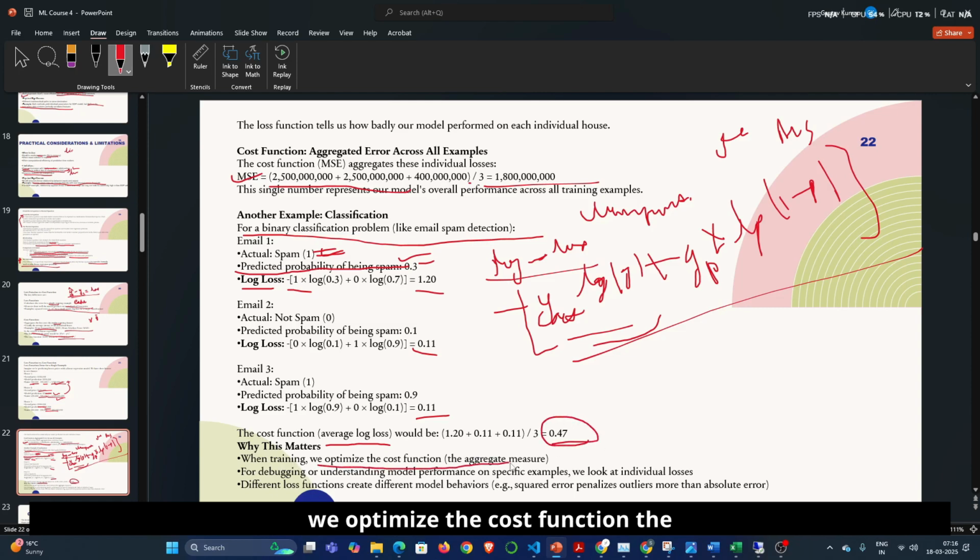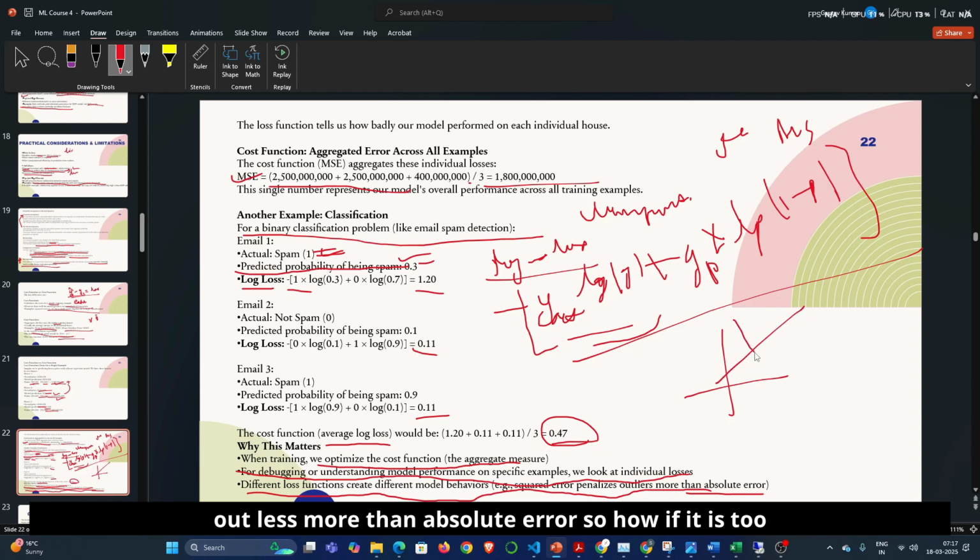When training, we optimize the cost function, the aggregate measure. When debugging or understanding model behavior on specific examples, we look at the individual losses. Different loss functions create different model behavior. For example, squared error penalizes outliers more than absolute error. If a point is too far, then definitely if we square it, it will jump out of the window.